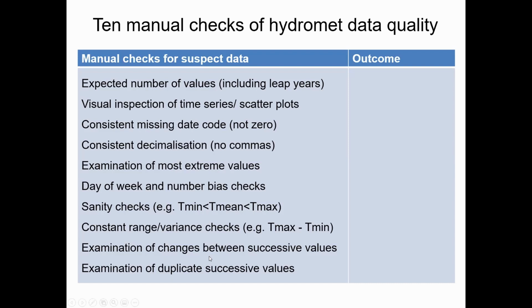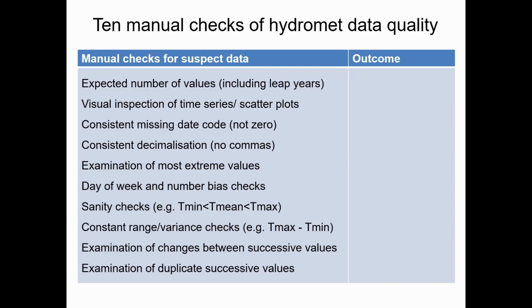Also, are the changes that we see in the data from one day to the next, is that a realistic jump in temperature from one day to the next? And finally, do we see the same value occurring lots of times in a row? And that's especially a warning flag for rainfall if we see exactly the same value in 2 or more days in a row, because statistically that's very unlikely for rainfall. Okay, so there's some basic checks for you to think about.